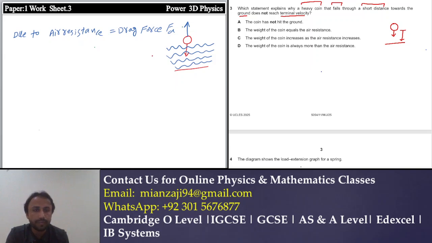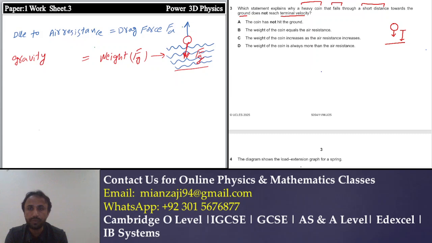There is another force that is acting vertically downward. This is its weight force, F G. Weight is acting vertically downward. This is due to gravity. It means our coin is under two opposite forces. In the upward direction there is a drag force, and in the downward direction there is a weight force, that is gravity.